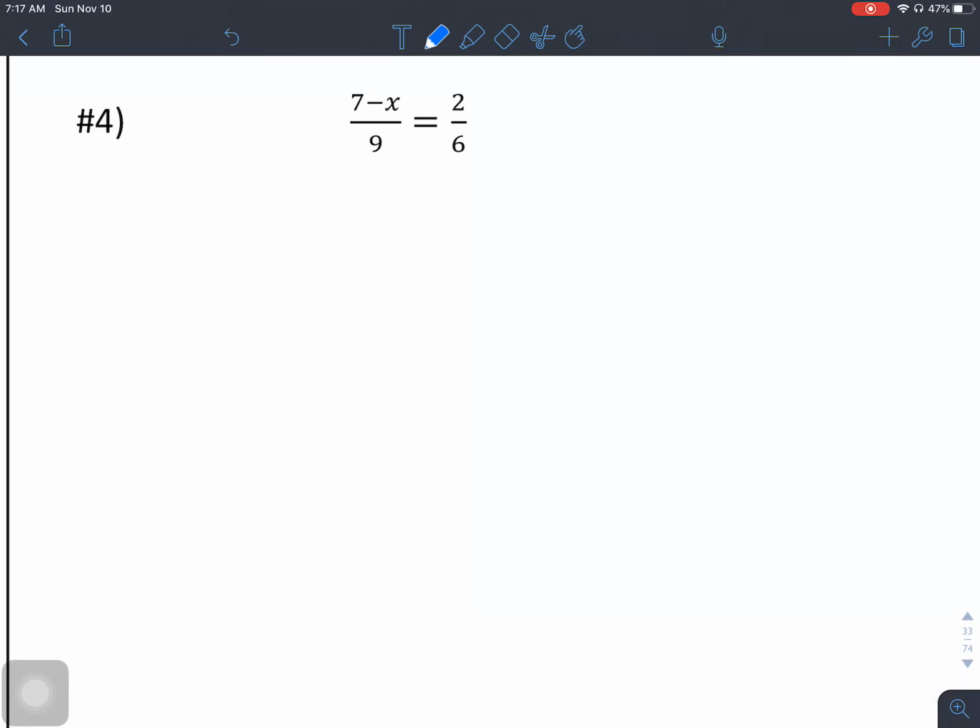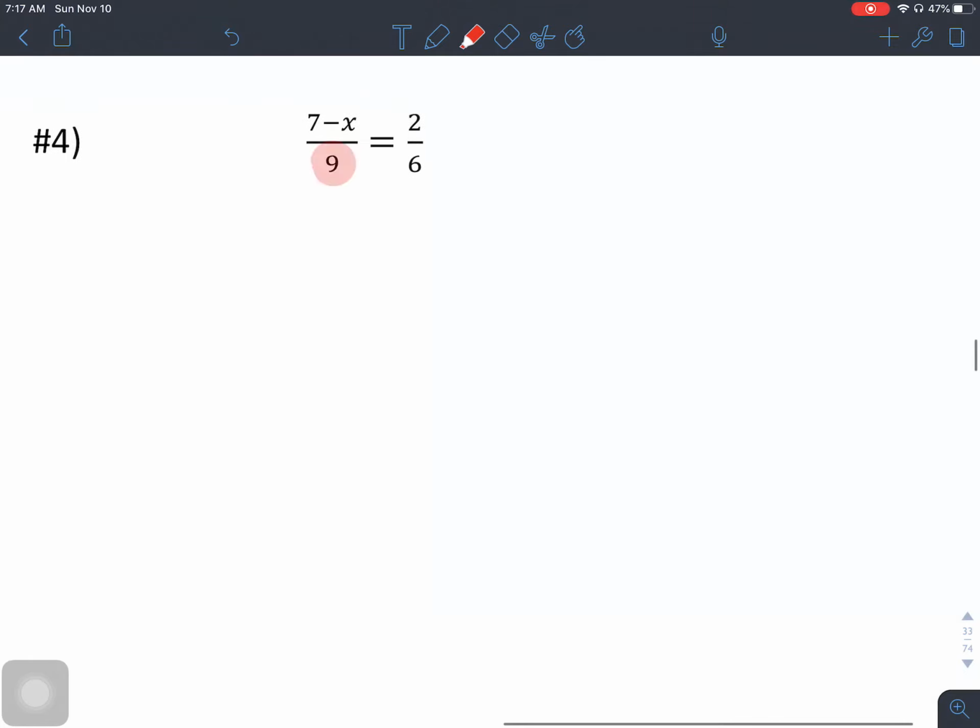Let me tell you what I would do for this one. We could get rid of our fractions completely, or we could just focus on the fact that we want to get x by itself, so we want to get rid of this 9 here on the bottom. I'm going to multiply both sides by 9. So what does that do for us? You know what? I'm going to take a step back from that.